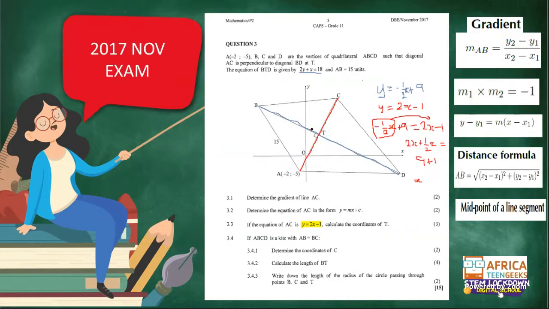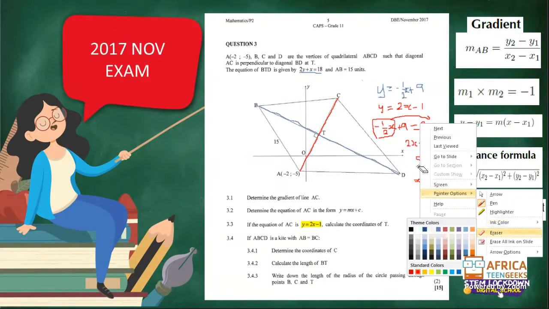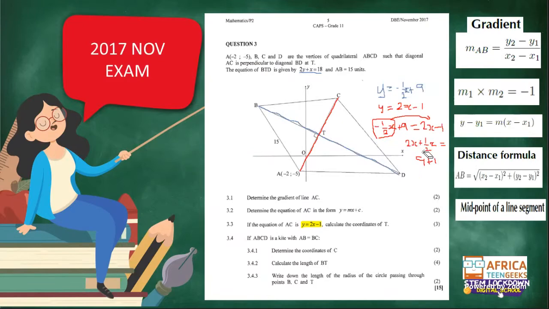So when you solve for x, you will have the x coordinate at point T. And when you have the x coordinate at point T, then you can easily substitute your value of x in either one of these equations, and then you get your value of y. So what do you think is the value of x? We have 2x plus half x, which equals 9 plus 1. So how would we solve for our x?